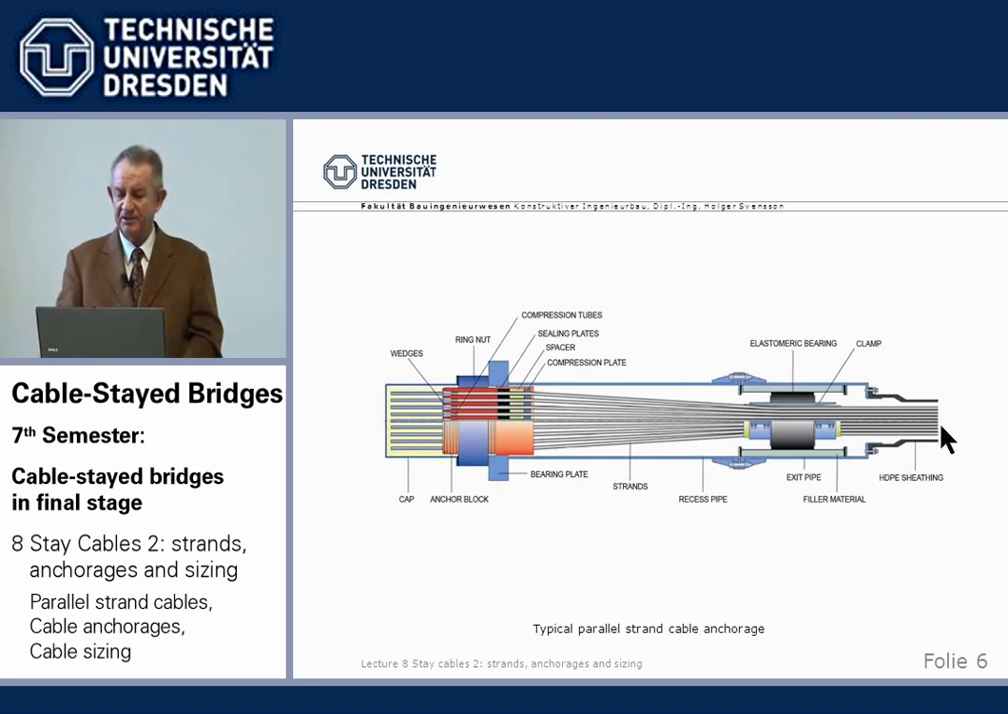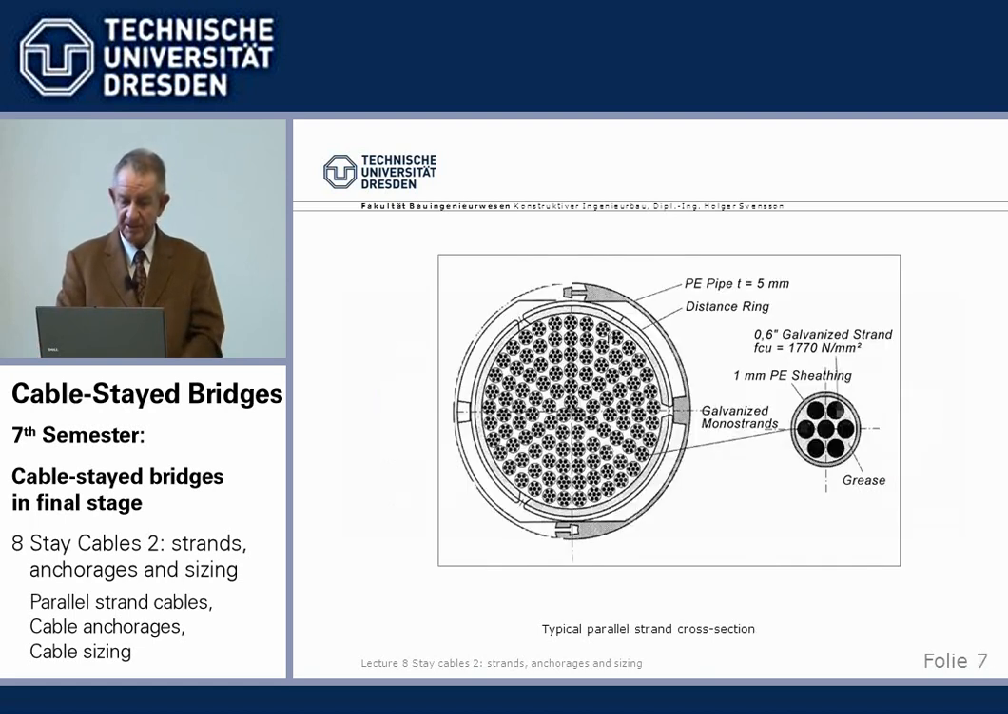We have here the parallel strands coming in. They are here spreading out to be able to anchor. Then we have a steel anchor plate, and at the end there are wedges. And then we can support them here on these bearing plates, for example. They all basically look the same, like this. Cross-section, we have the parallel strands.